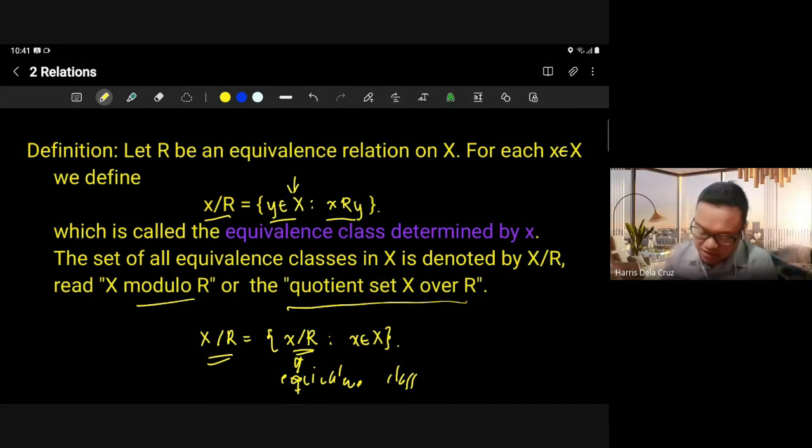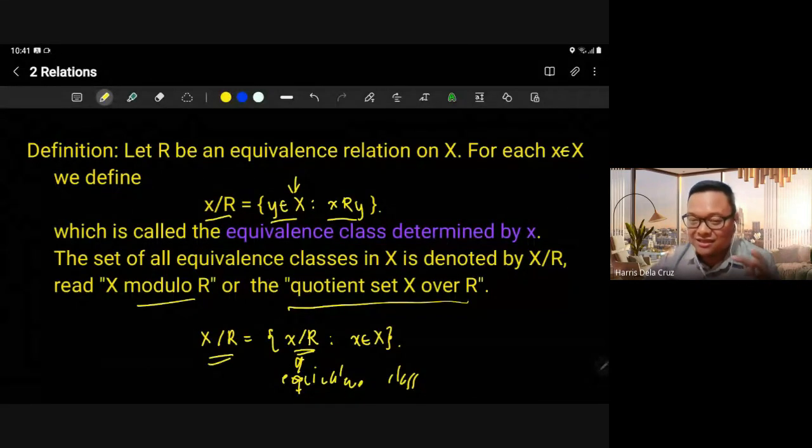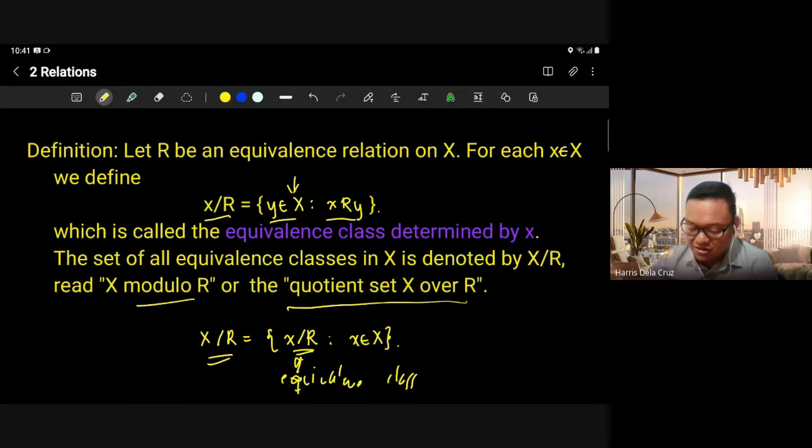Kaya, ang notation natin, parang X over R. Again, hindi ibig sabihin nito, dinidivide natin yung X by R. This is a symbol. Symbolic lang ang gamit natin dun sa slash symbol. It doesn't necessarily mean the division symbol. It just means that we are using it as a symbol to denote X modulo R, to denote the set containing all equivalence classes in X determined by small letter x.